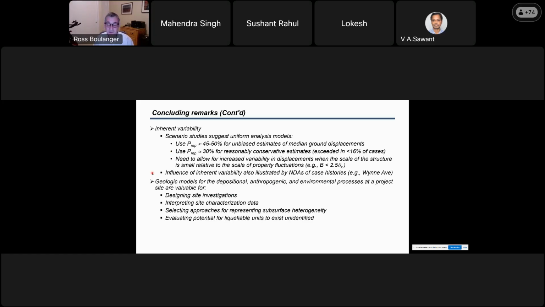I want to make the pitch again. Geologic models are really essential to understand the depositional, the anthropogenic, and the environmental processes. Having a geologic model in mind allows you to better design your site investigation, interpret your data, decide how you want to represent that heterogeneity in your analyses, and it helps you evaluate the potential that you might have missed a liquefiable feature, which can be important if your explorations are sparsely spaced.